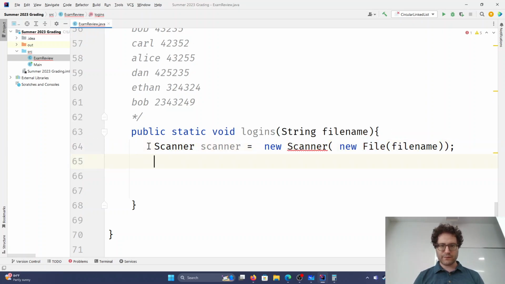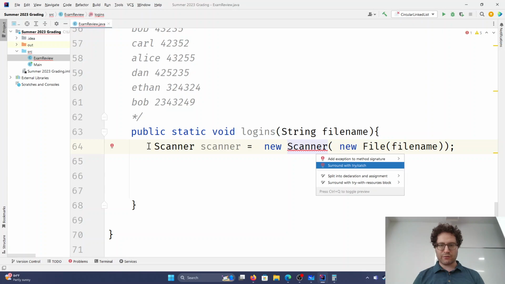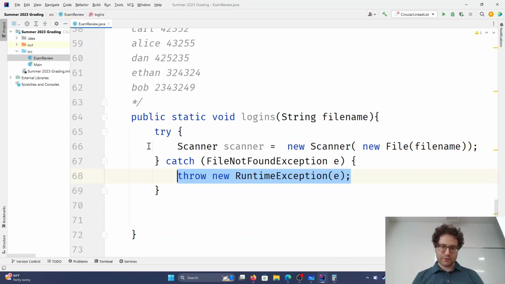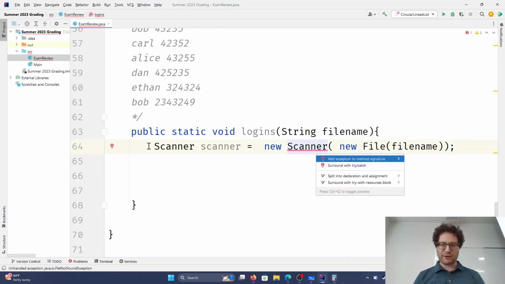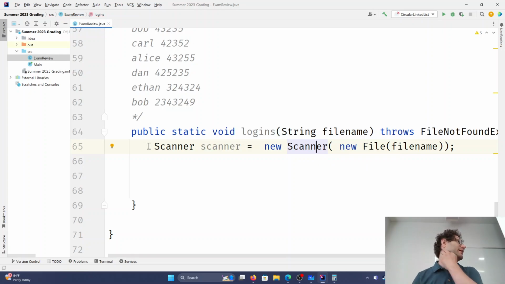Alt enter. And yes, now we know how to resolve this as well. Surround with try catch. Or you know what? I'm going to be even lazier. Add an exception there. Don't care. Just going to not even bother with the try catch.